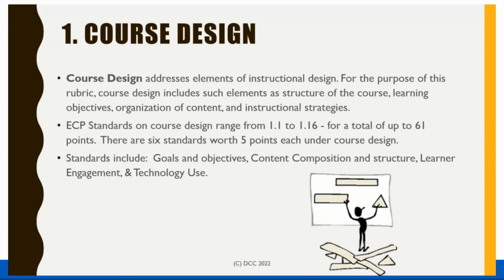There are a total of 61 points for section 1 on course design. And there are 6 standards worth 5 points each, so there are 6 compulsory standards there. You're looking at goals and objectives, content composition and structure, learner engagement, and technology use. And this is what section 1 of the rubric looks like.